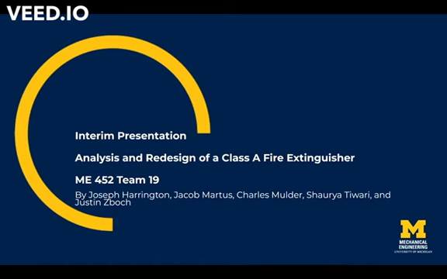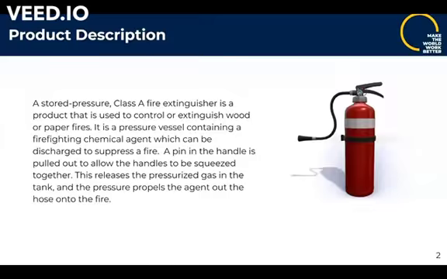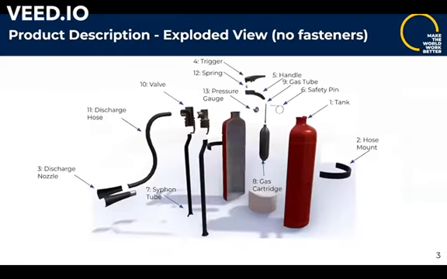Alright, we're Team 19 and we're doing a DfM analysis and redesign of a Class A fire extinguisher. To describe our product a little bit more, a Class A fire extinguisher is a product that is used to control or extinguish generally wood or paper fires by dispensing a chemical fire suppressant from inside of a pressure vessel. Generally, this is done via a human operator actuating a lever on the top.